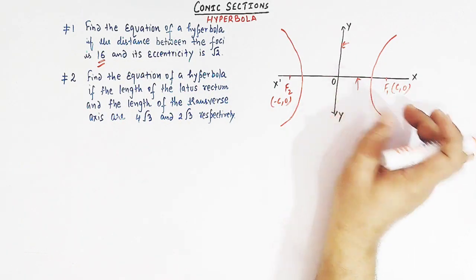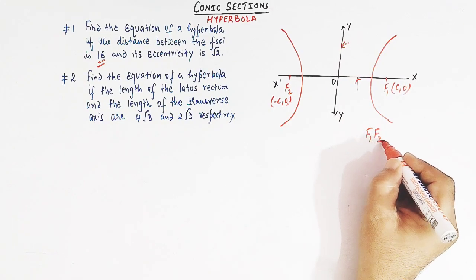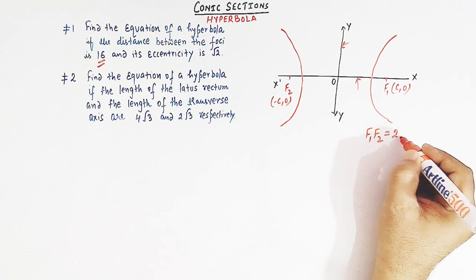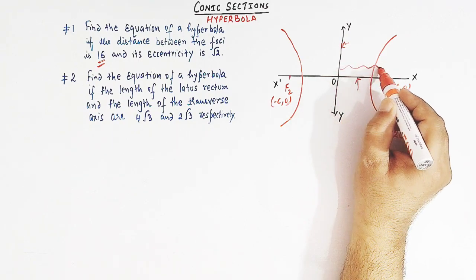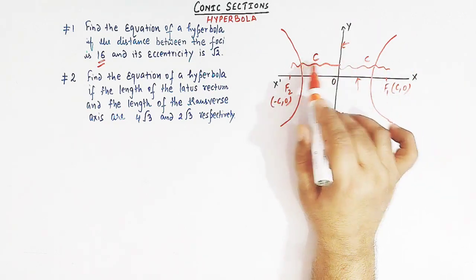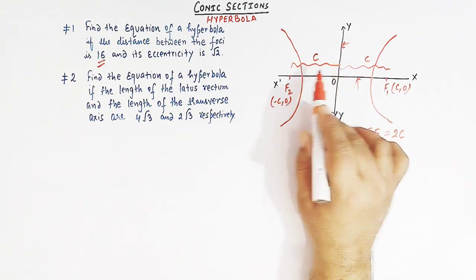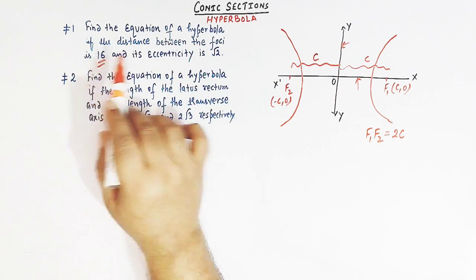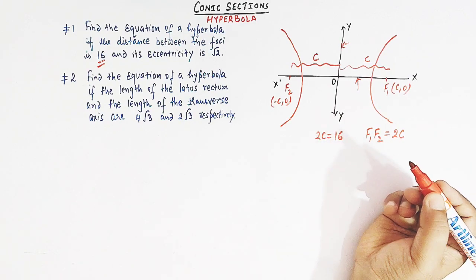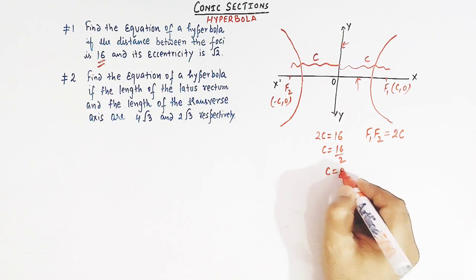And now the distance between the two foci, that is F1F2, right? So the distance between F1 and F2 is equal to 2c, right? Because see, this distance is c, and this distance is also c. So the total distance between the two foci is F1F2, that is equal to c plus c, 2c, right? And here we are given the distance between the foci is 16, so 2c is equal to 16, right? So the value of c is 16 over 2, that is 8, right?